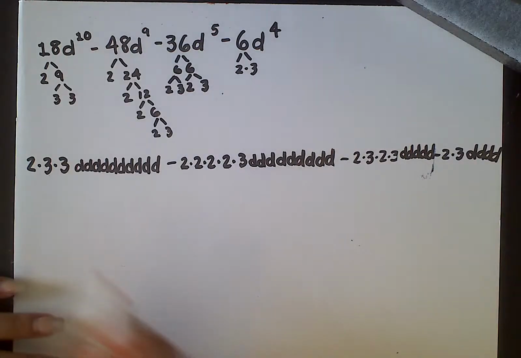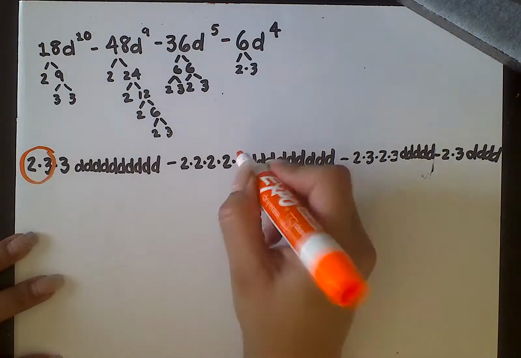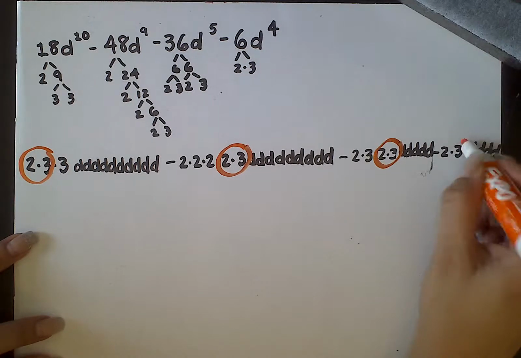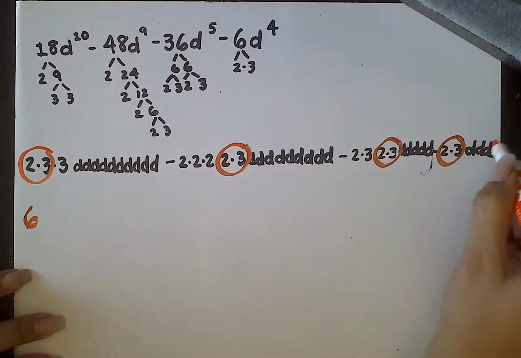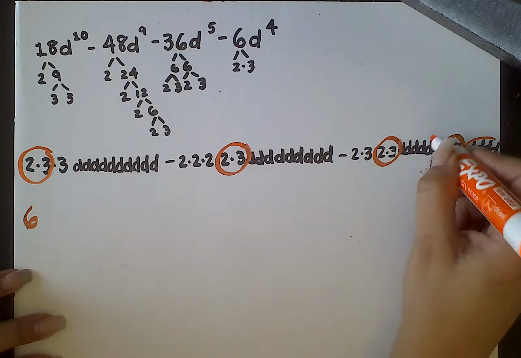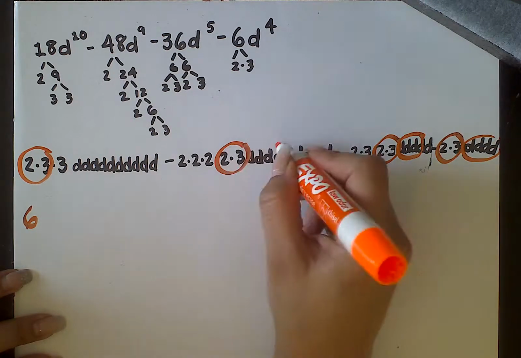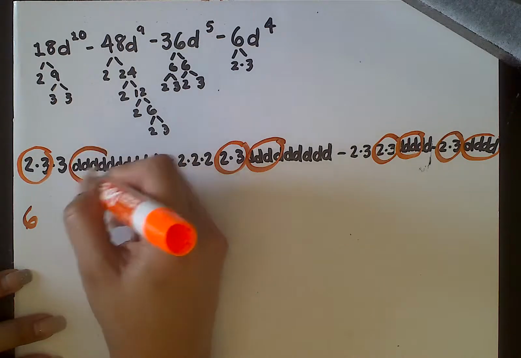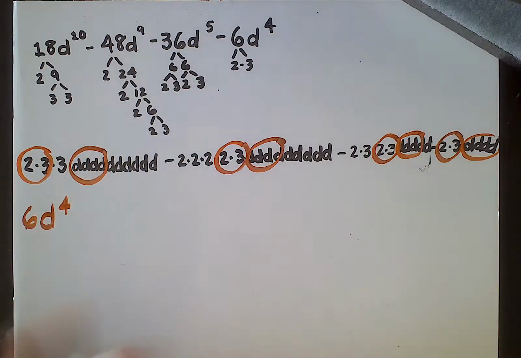So taking a look here, I noticed that all of these have 2 times 3 in common, which is 6. And they also have 1, 2, 3, 4 D's. So that means that's d to the 4th power. Now, this is my GCF.